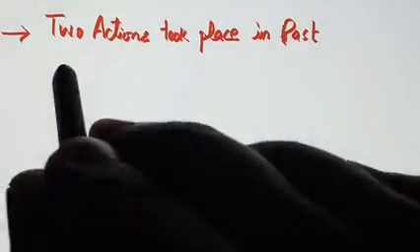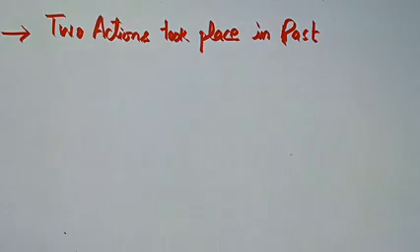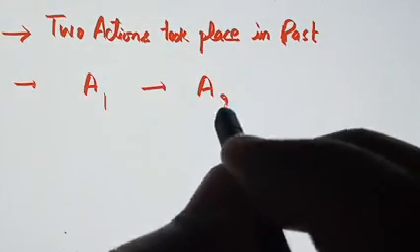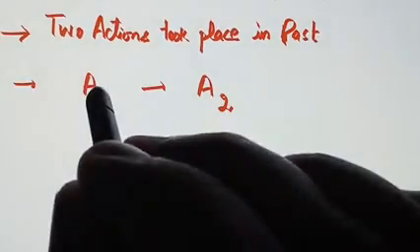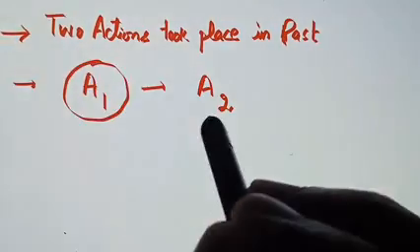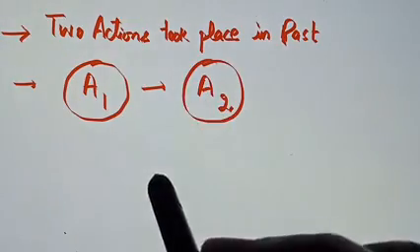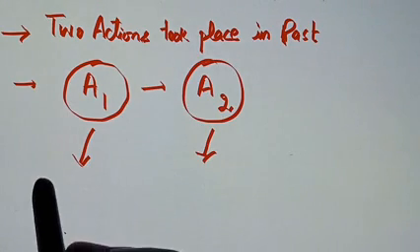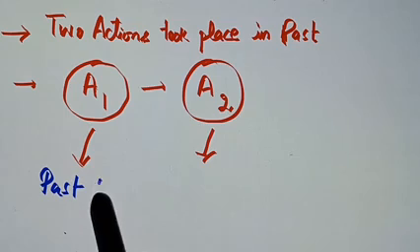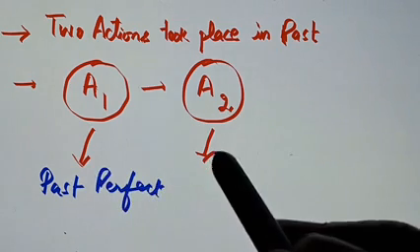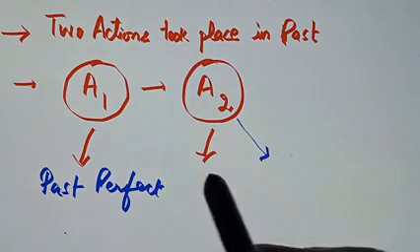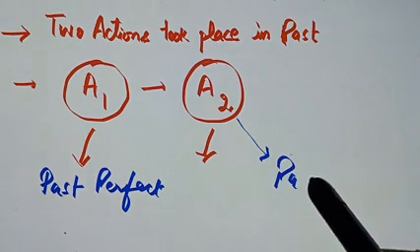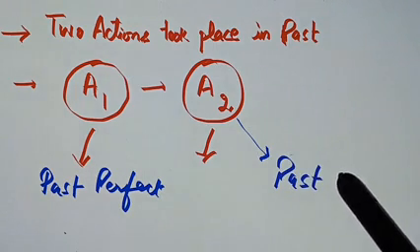Further, if two actions took place in past, like action 1 and action 2, and in past, action 1 has taken place before action 2, with this sentence we will use past perfect, and the action which has taken place later, with that we will use simple past tense.